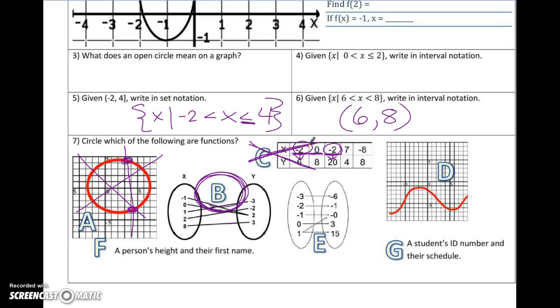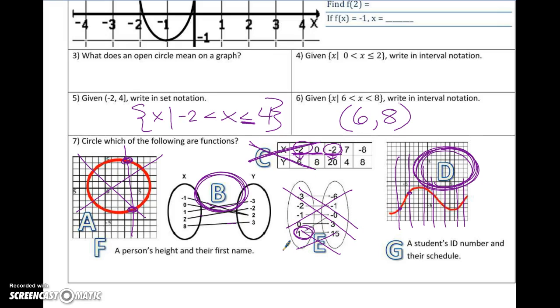Not a function. D, if I draw a vertical line anywhere, I only am going to touch that line once. It's only going to hit at one point every single time. So that is a yes. D's a function. E, right here, has a problem because the input of 1 goes to the output of 0. Oh, it says -0. That's weird. And the input of 1 also goes to 15, so that's not good. Not a function.